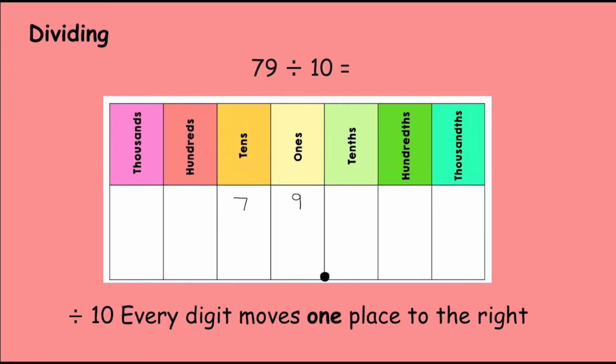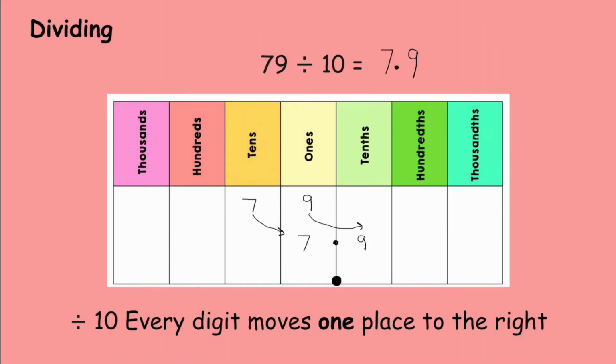Dividing is similar to the rule we followed when multiplying by 10, 100 or 1000, but this time the number is getting smaller, so we move all digits to the right. When dividing by 10, we move all digits 1 place to the right. Here, the 9 from the ones goes to the tenths. The decimal point always remains in the same place. The tens move into the ones, therefore 79 divided by 10 is 7.9.